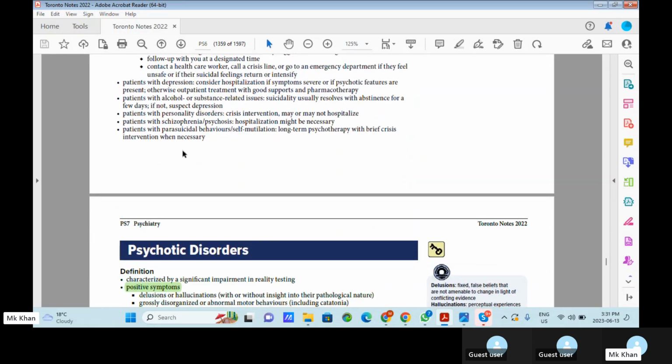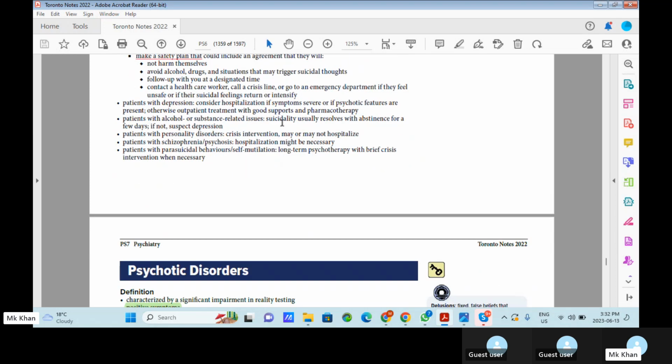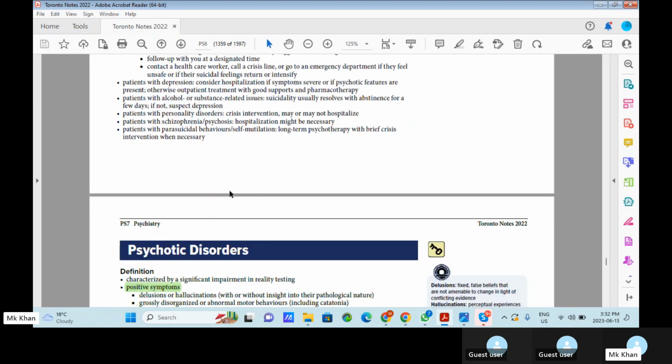And for patients in whatever condition they have, like depression, consider hospitalization if symptoms are severe or psychotic features are present, otherwise outpatient treatment. And if there is substance abuse, suicidality usually resolves with abstinence. So basically if we resolve that, then the suicidal ideation will lessen. For patients with personality disorders, crisis intervention, and hospitalization may or may not be needed depending on the patient's condition. For patients with schizophrenia, hospitalization may be necessary.